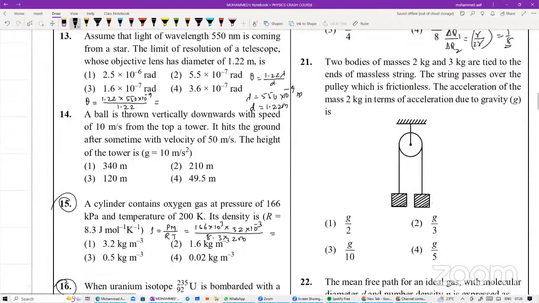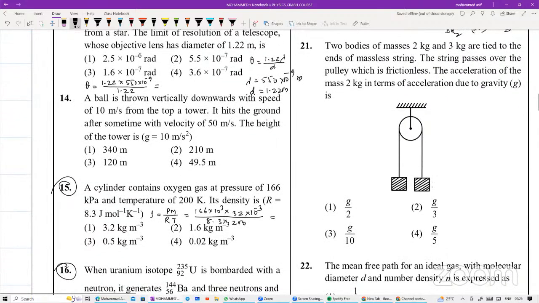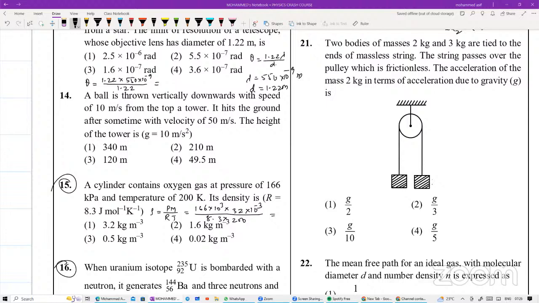Next one, buddy. 21. Two bodies of masses 2 kg and 3 kg are tied to the ends of a massless string. The string passes over a frictionless pulley. The acceleration of the 2 kg mass in terms of acceleration due to gravity. Acceleration का formula आप लोगों को याद होगा directly. a is equal to m1 minus m2 into g divided by m1 plus m2. Isn't it? So m1 की value कितनी, higher value? That is 3 minus 2 into g divided by 3 plus 2. That will be equal to g by 5.